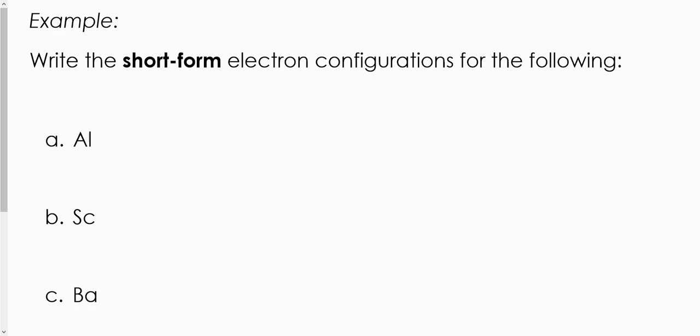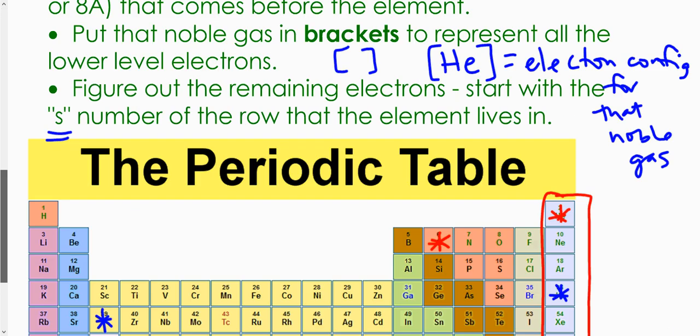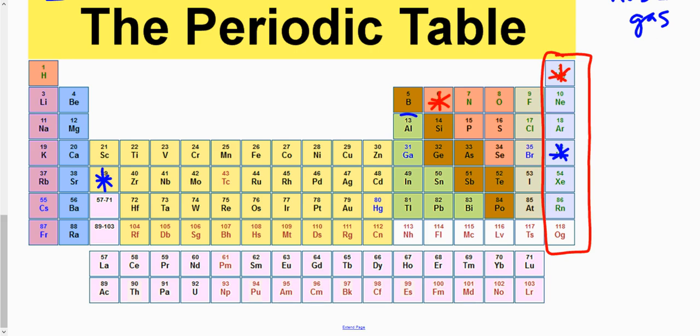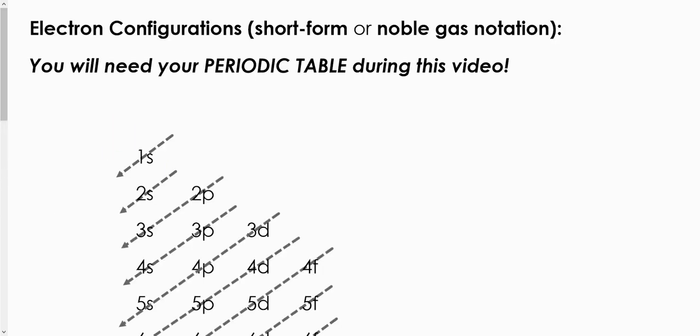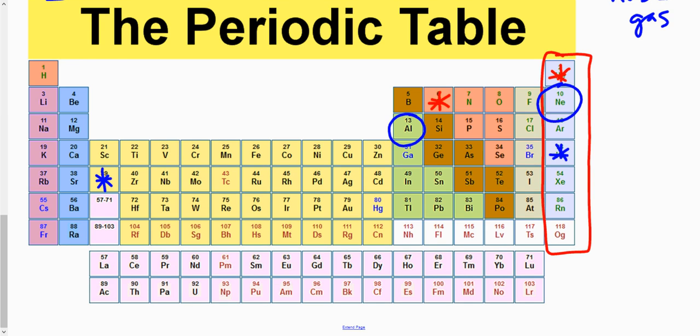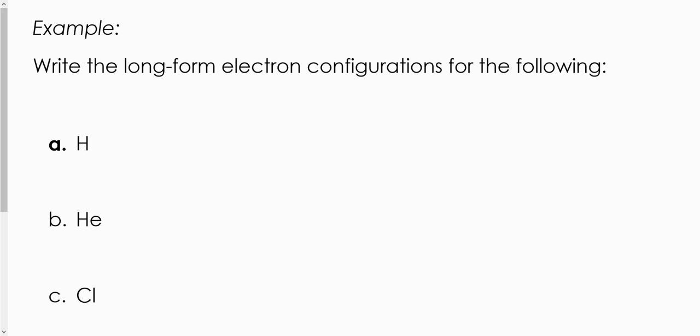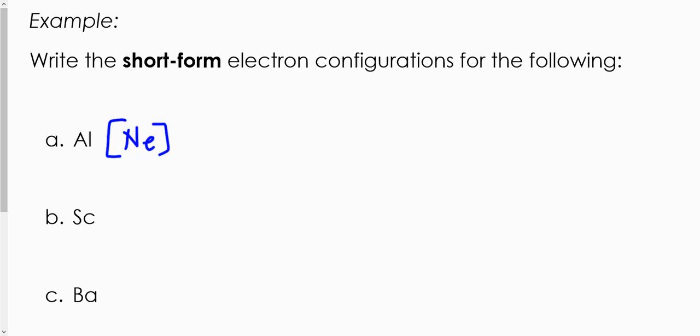So let's do, to start, aluminum. So I'm going to go back to my periodic table here, and I'm going to see that aluminum is right here. So the noble gas I would use for this would be neon. So I'm going to write neon in brackets. So that represents the whole electron configuration for neon, which has 10 electrons. Now we have to get to 13. So this is 10 electrons. So where do we start after this?